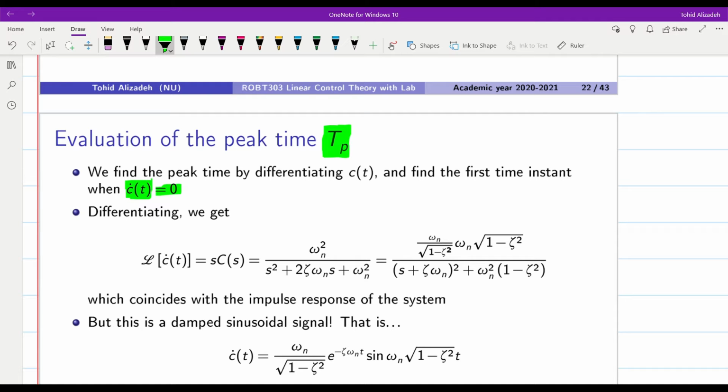We can do the differentiation in this way. So we can use indeed the Laplace transform instead of the time domain expression for c(t). We need to find s times C(s). If you take the derivative with respect to time, it's equivalent to multiplying the Laplace domain transformation by s. So we have s times C(s). And we can find s times C(s) in this form.